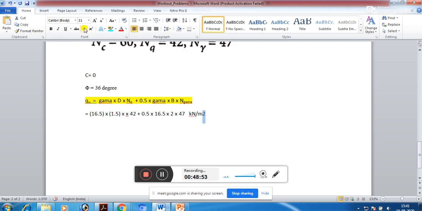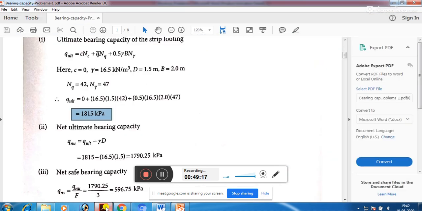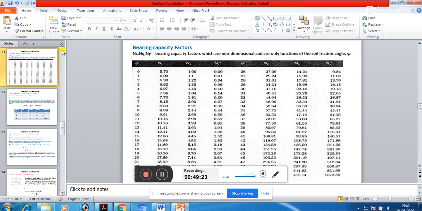Without this unit, your problem will be totally wrong. Please understand, you will have to mention this unit properly. After solution and during the solution of this problem, you must mention what is the unit, that is kilonewton per meter square. So once you find out the ultimate bearing capacity of the soil, after that, step by step you can just apply the formula. Whatever we have discussed during our definition.